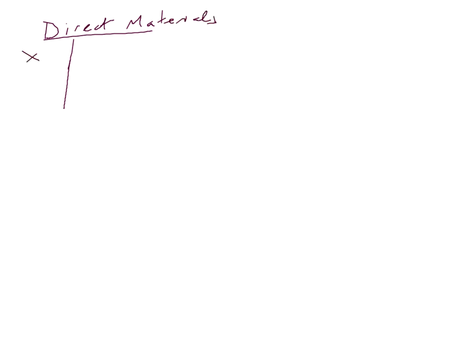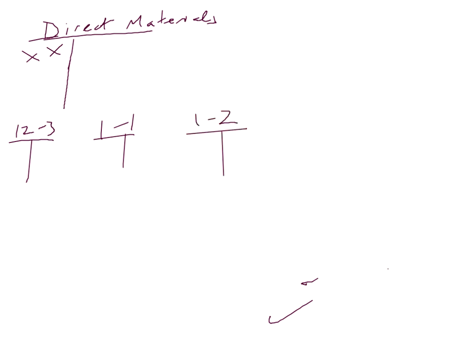Okay, and then it's an asset account, so you're going to see the amount on the debit side, because asset accounts have a natural debit balance. Now, when you have sub accounts, what it's going to look like is you're going to have accounts here for 12-3, for 1-1, and 1-2, and these are going to have their own amounts.